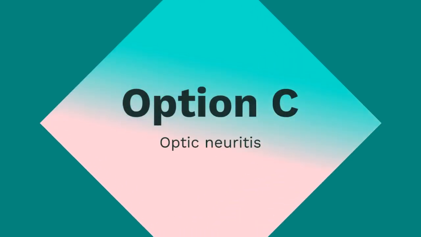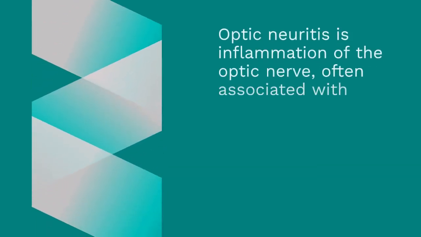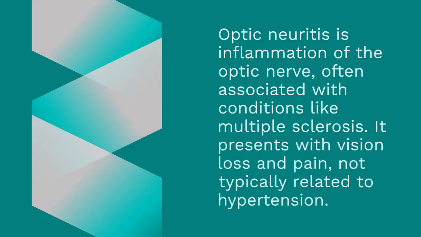Option C, optic neuritis. Optic neuritis is inflammation of the optic nerve, often associated with conditions like multiple sclerosis. It presents with vision loss and pain, not typically related to hypertension.